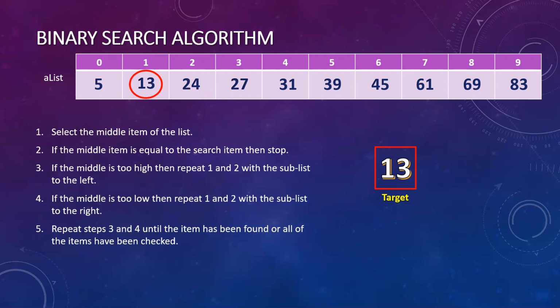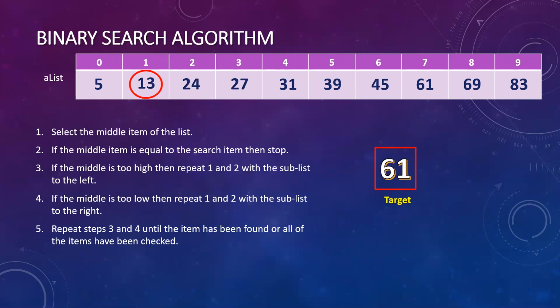Okay, let's consider our target item is not 13, it's 61. Then what will happen? So at first, it will find out the middle point of the list. So we know this one, this is the 31 and the 4 number item. So this is the 31.